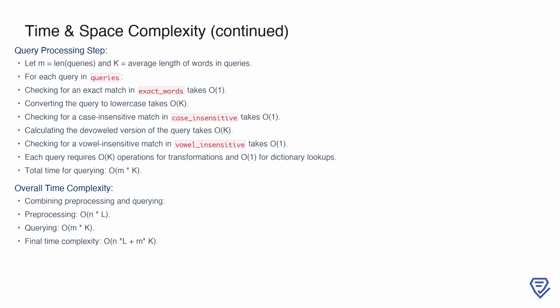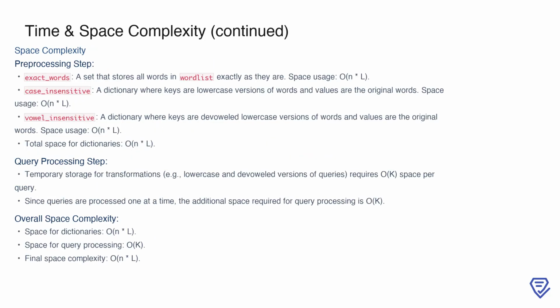Combining these, each query takes O(k) for transformations and O(1) for lookups, leading to a total query processing time of O(m*k) for all queries. When we combine this with the pre-processing step, the overall time complexity becomes O(n*L + m*k), where pre-processing and querying contribute independently. Next, we consider the space complexity.